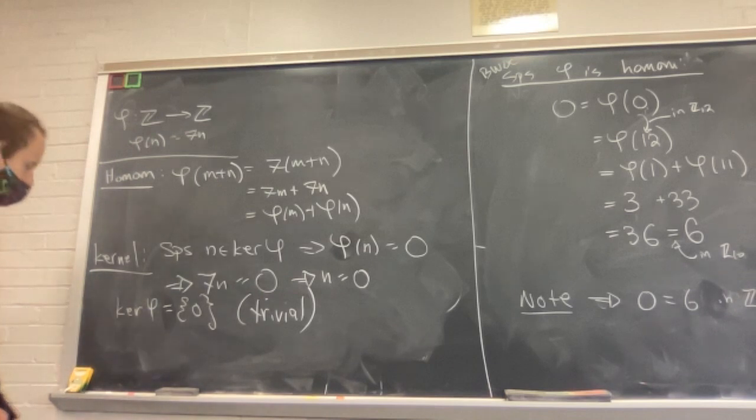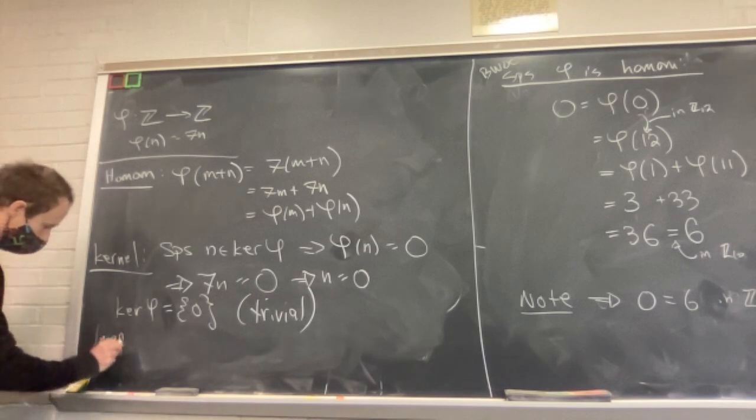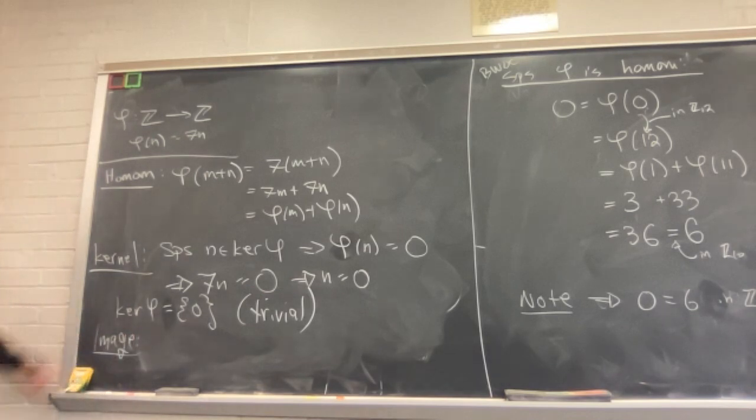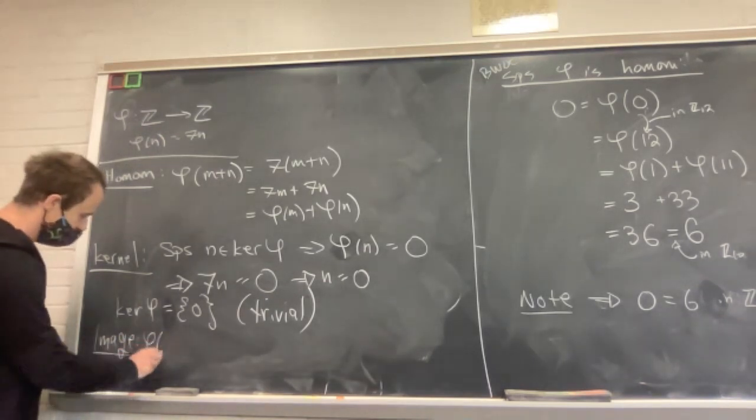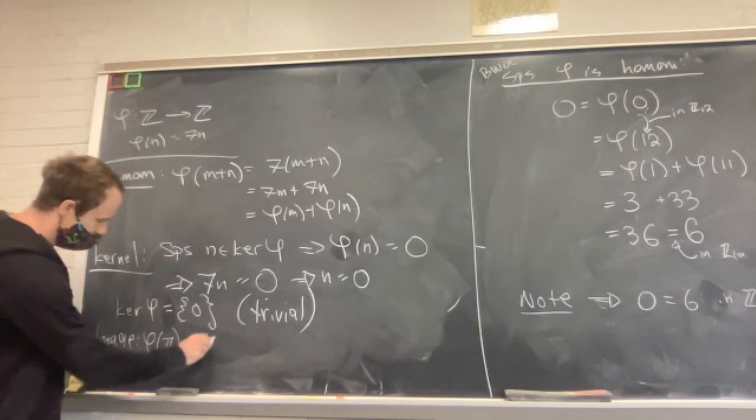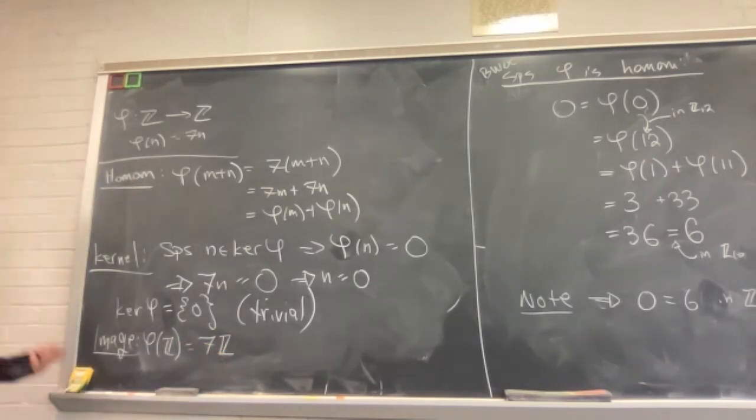Okay, now let's look at the image. Well, we're just multiplying by 7, right? So the image is going to be all multiples of 7. You could write this a bunch of different ways. So phi of Z, I would write this as just 7Z. That's all multiples of 7. You can't get anything other than a multiple of 7 by multiplying by 7, right? It's not like you can get the number 2, because 7 times nothing is 2.